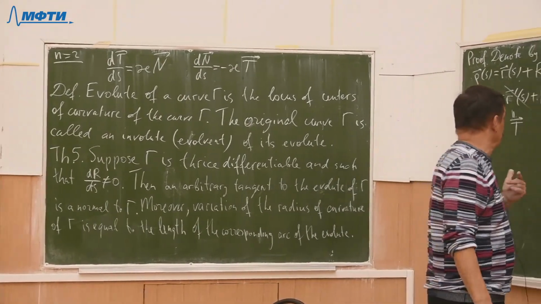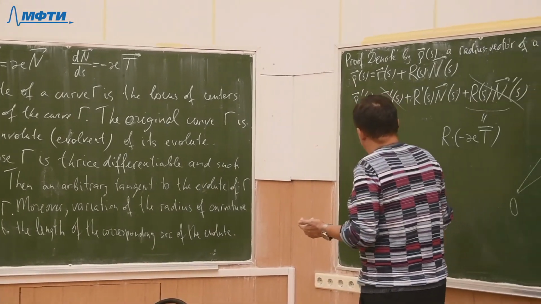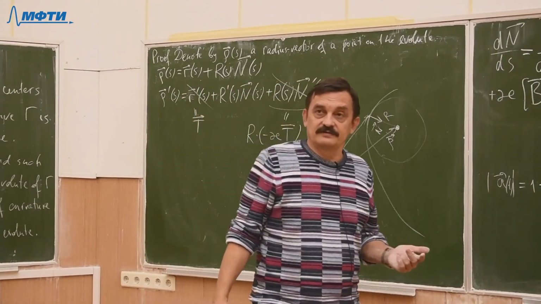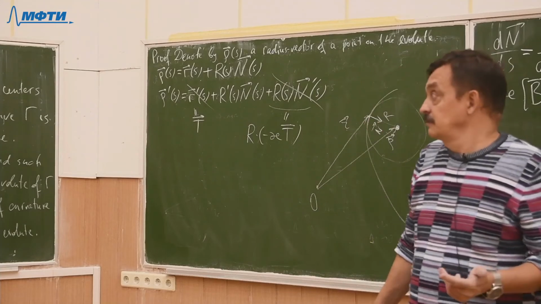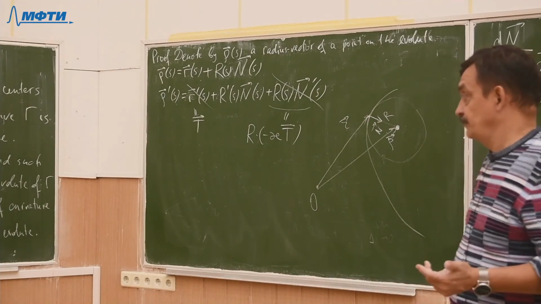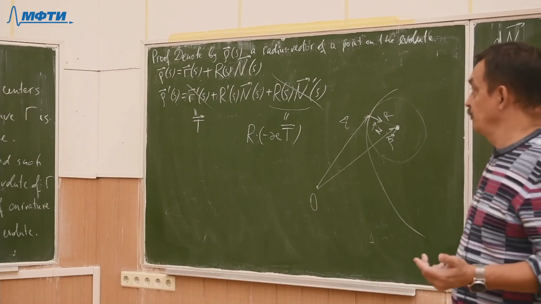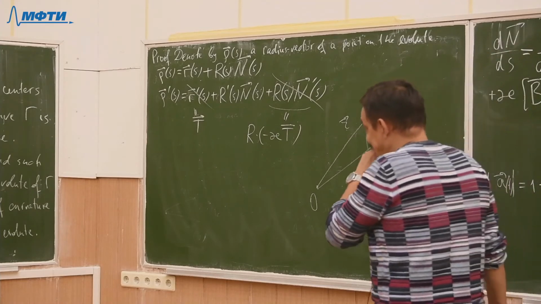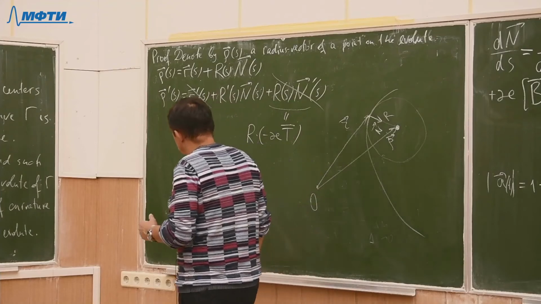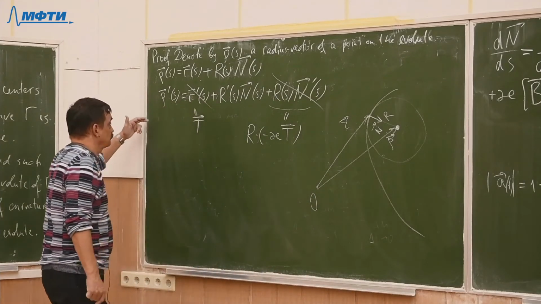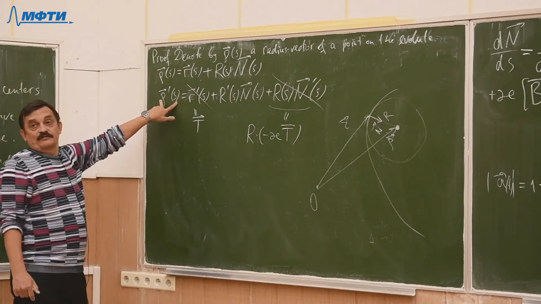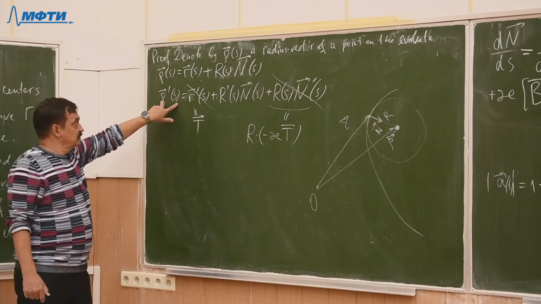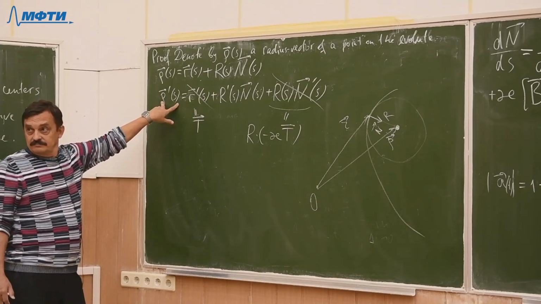And also look, if we want to compute the length of an evolute, then what we need to do? We need to compute the length of this, right? And to integrate it. Take the length and integrate, right?